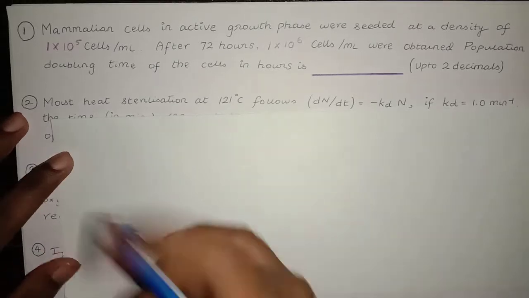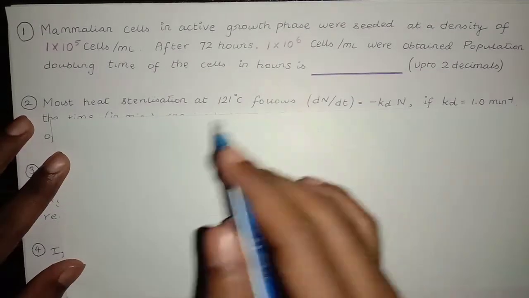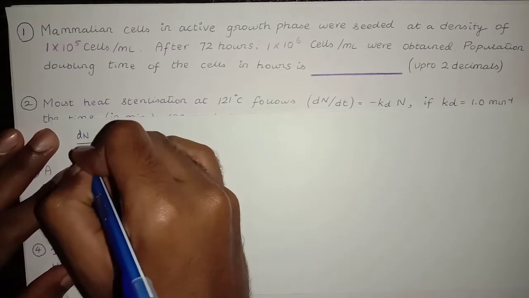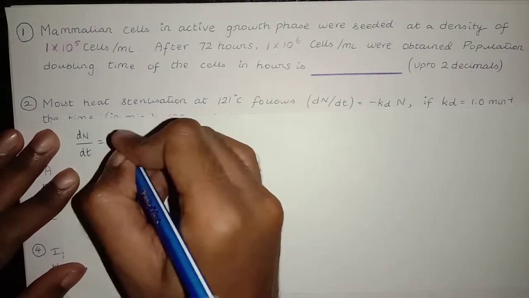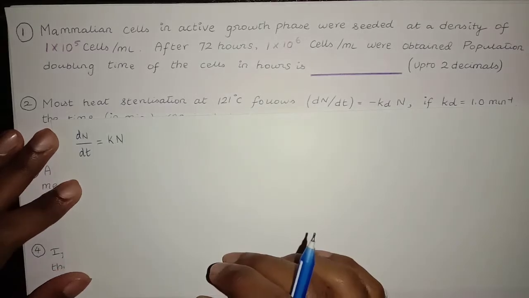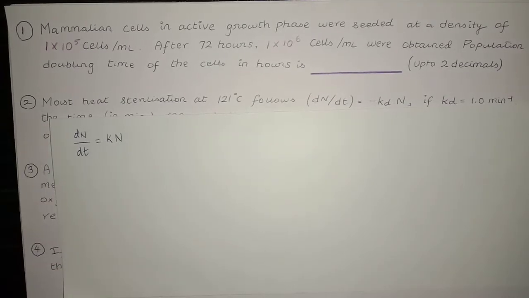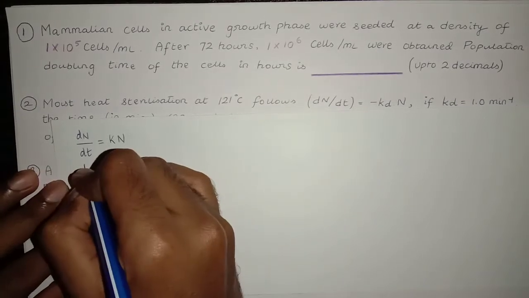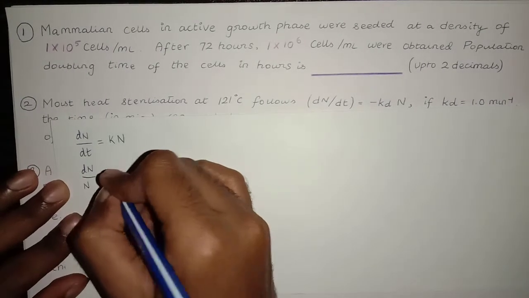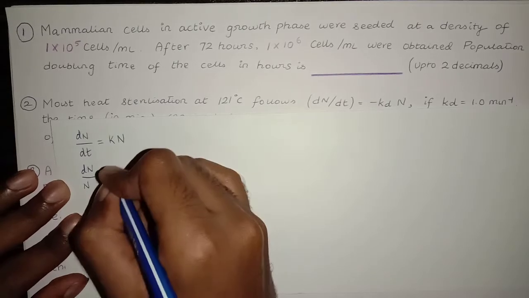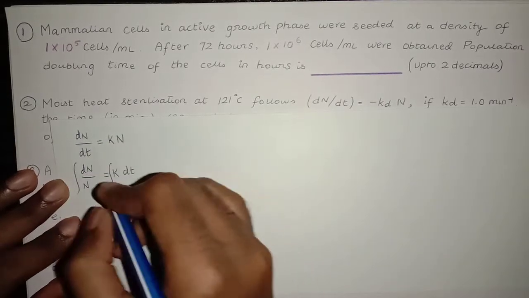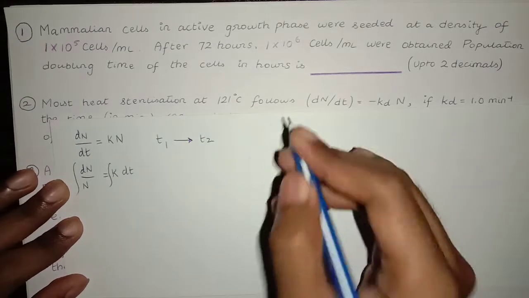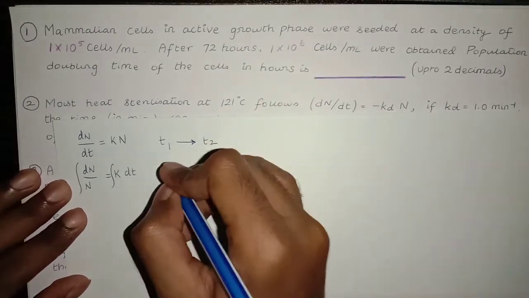So let's write the differential equation that governs the cell growth. The rate of change of cells over time is proportional to kn, right? Let's integrate this equation. It is dn over n equal to k times dt, where t changes from time 1 to time 2, here say 0 hours to 72 hours.